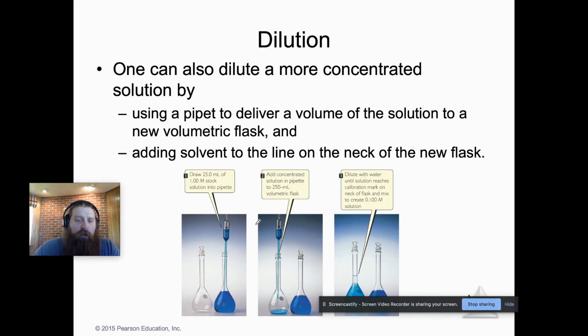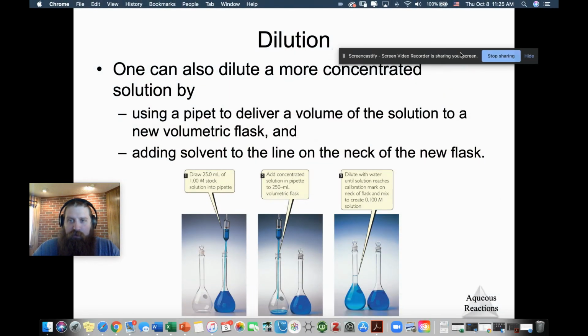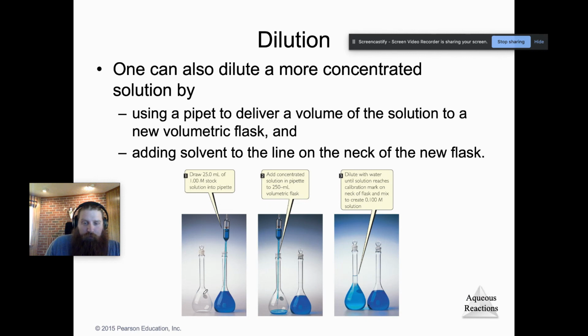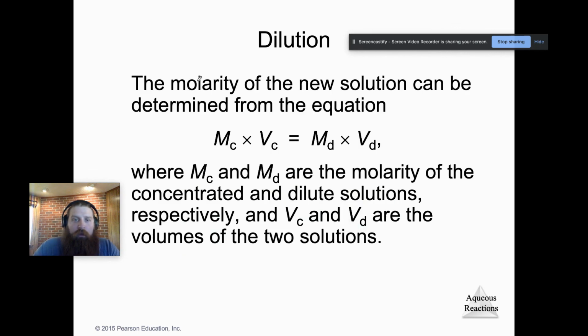When we dilute things, we are taking a concentrated solution and we are kind of watering it down, right? So we can see down here we have a nice concentrated solution on the right. We add a little bit of it to the left and we add water to it, and this dilutes it. The dilution equation is M1V1 equals M2V2, molarity times volume 1 equals molarity times volume 2. You can see that right here. And so C and D are the concentrated and dilute solutions. A lot of times we just use 1s and 2s.